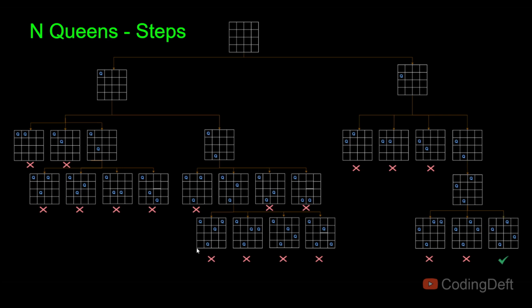As you may have observed, as soon as we reach a dead end, we go back and try the alternative path. This type of solving the problem is called backtracking. So in the next video we will see how to implement the n-queens problem using JavaScript.